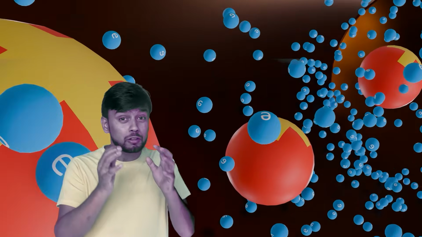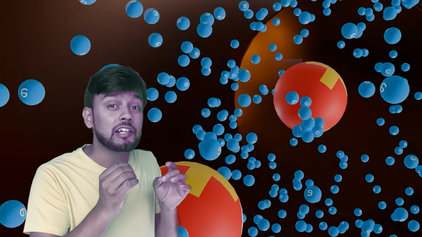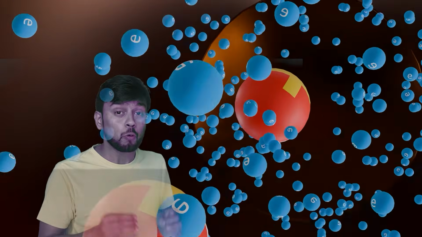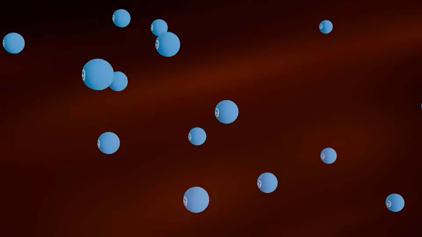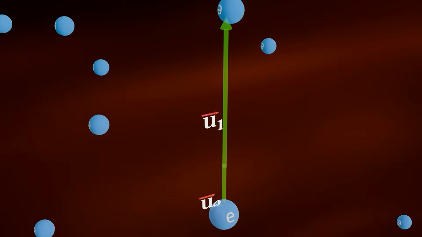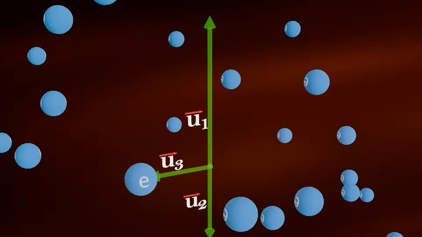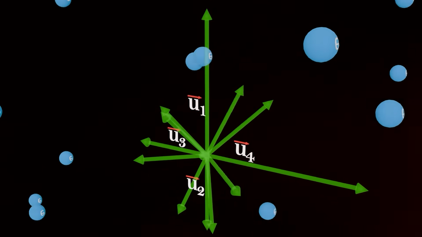But, and this is really important, even though electrons are already moving inside a conductor, their motion is completely random. So what happens? Well, their individual movements cancel each other out. One electron zips upward with some velocity u1, another dives downward with velocity u2. Some move left, some right. It's a chaotic dance, but with no direction.